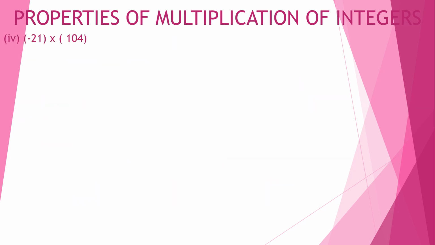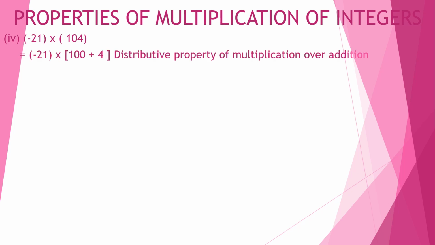Minus 21 into 104. I split 104 as 100 plus 4. So this comes as distributive property of multiplication over addition. Now I can open the brackets. Minus 21 into 100 plus minus 21 into 4. Evaluating, I have minus 2100 plus negative 84. Now both the integers are negative. When I add, I get minus 2184.